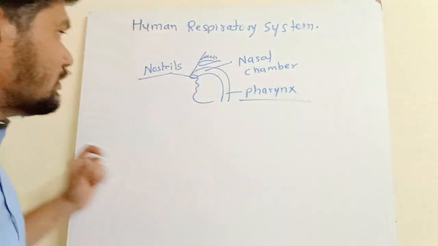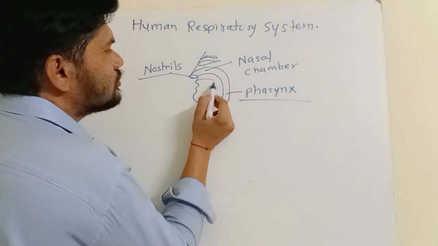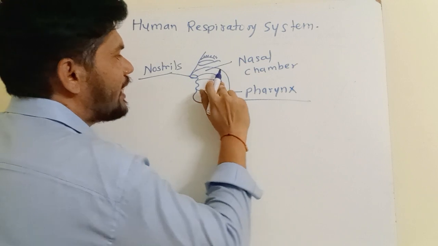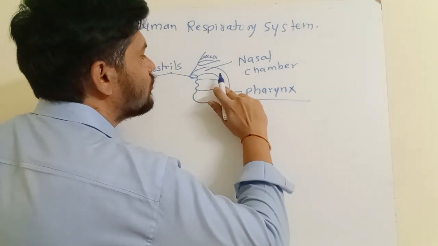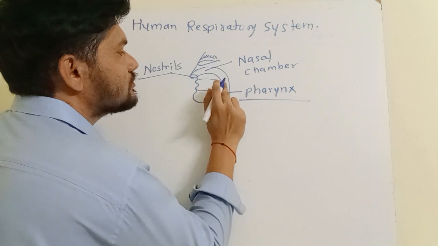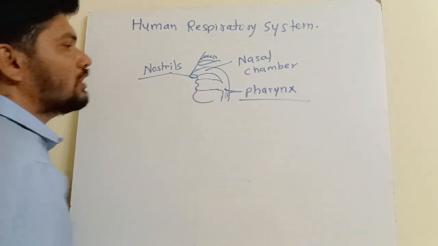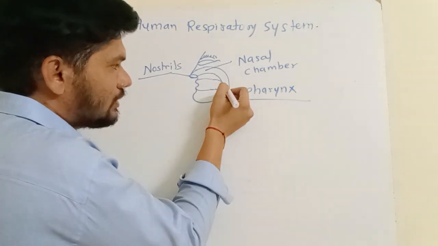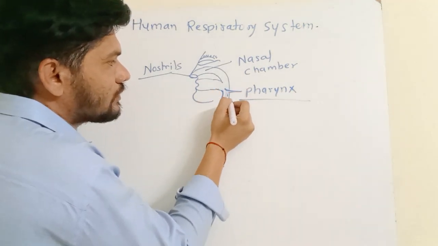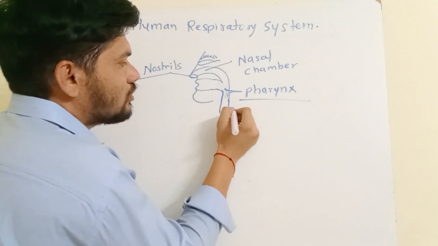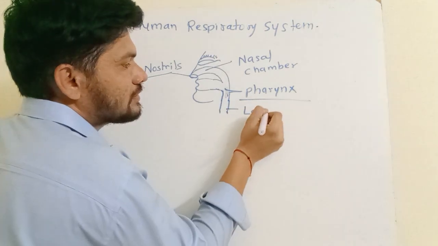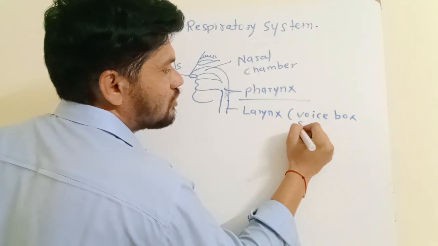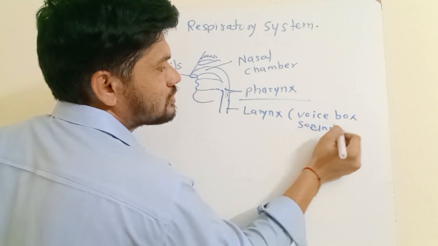A small little tube. We chew food and then it leads to the pharynx. So pharynx is a common tube for the digestive and respiratory system. Then the pharynx leads to a small structure called larynx, which is also called voice box or sound box.